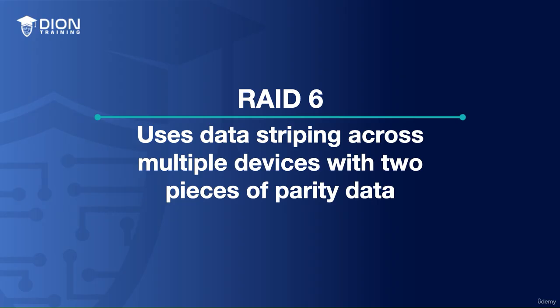Fourth, we have a RAID 6. Now, a RAID 6 is a modified form of a RAID 5 that relies on the use of data striping across multiple storage devices like a RAID 5 does, but instead of having a single piece of parity data, we're actually going to have two identical pieces of parity data. I like to joke around and say that RAID 6 is one better than RAID 5, so instead of having one set of parity, we now have two sets of parity because it is one more than RAID 5.